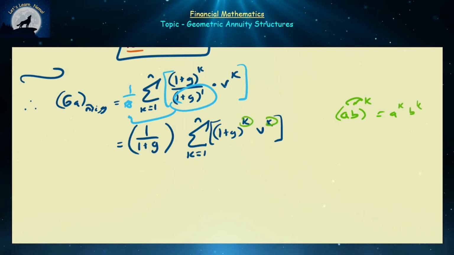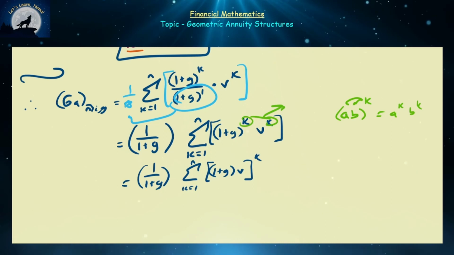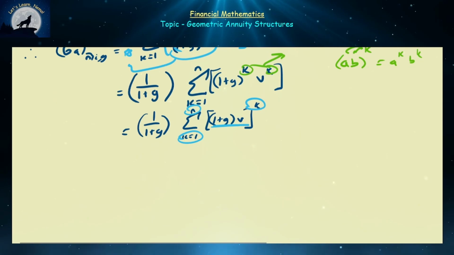So I can actually factor out that exponent outside of this bracket, and I can write that as just 1 over 1 plus g times the sum from k equals 1 to n of (1 plus g times nu) to the power of k. This is just a number, and this ranges from 1 to n with some power of k. So now we can use our typical summation tricks on this particular object.